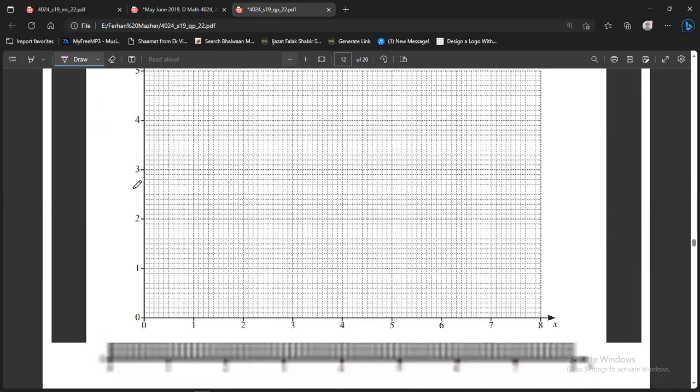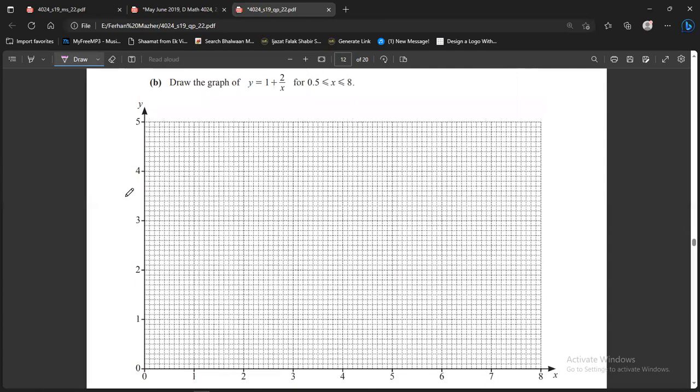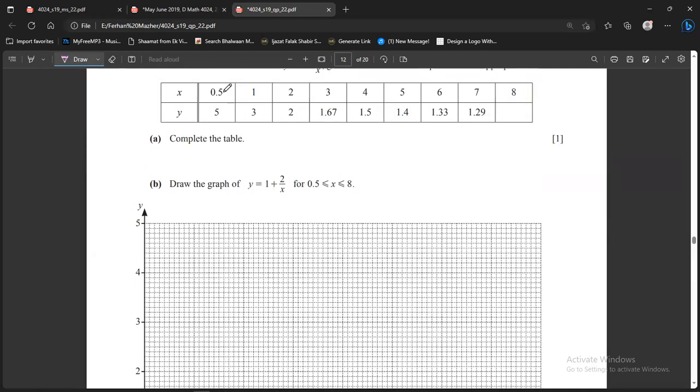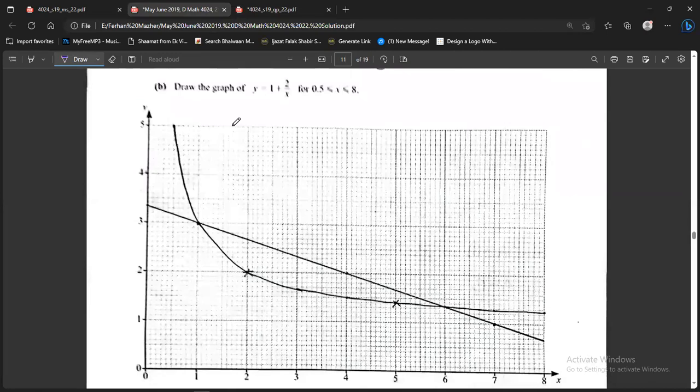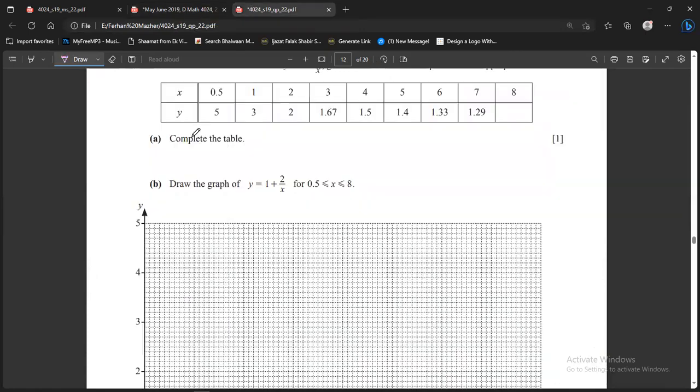If you look at this grid, the grid is already there. The x-axis is labeled 1, 2, 3, 4, 5, 6, 7, 8. The y-axis is also labeled 1, 2, 3, 4, 5, and you have to plot these points. At 0.5, it is 5; 1, 3; 2, 2; 3, 1.67; 4, 1.5; 5, 1.4; 6, 1.33; 7, 1.29; and 8, 1.25. So I will plot these points. You can see I have plotted these points, and then I have tried to join them with a smooth curve. This is how this will be done.